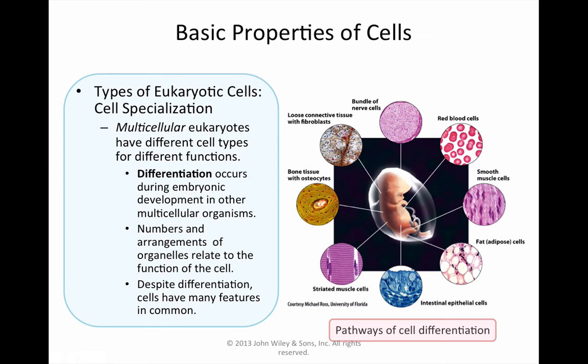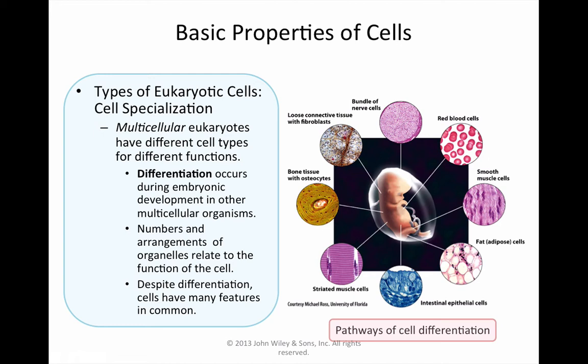For multicellular eukaryotes, we have different cell types for different functions. So we have this cell specialization that happens, and it's called differentiation. So we all start off as these haploid cells. We have a sperm cell and an egg cell that get fertilized together.